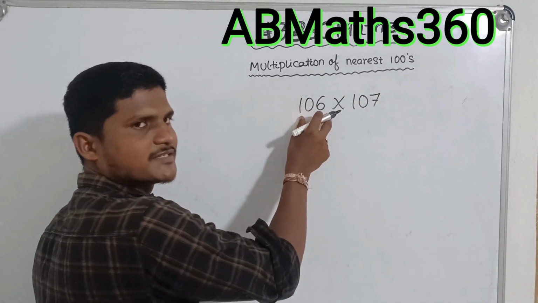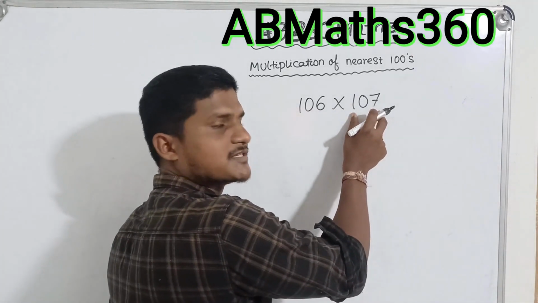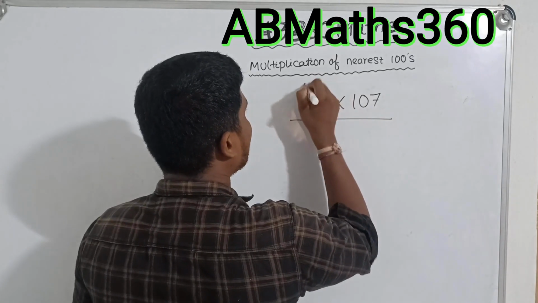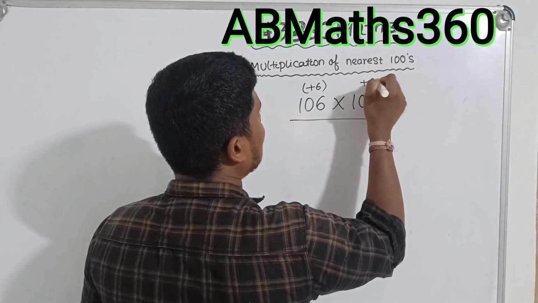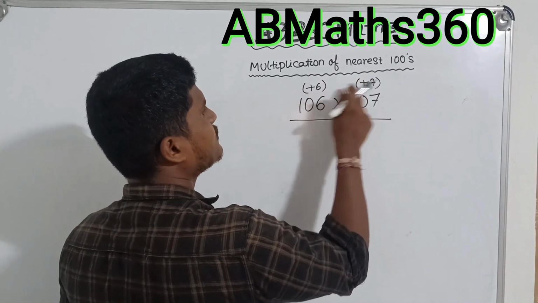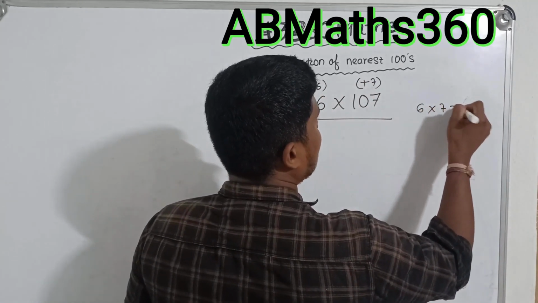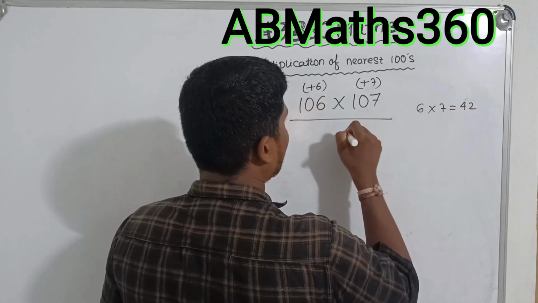This number is 6 units more than 100. This number is 7 units more than 100. So first of all, multiply these two numbers. 6 sevens are 42. Just input 42 here.